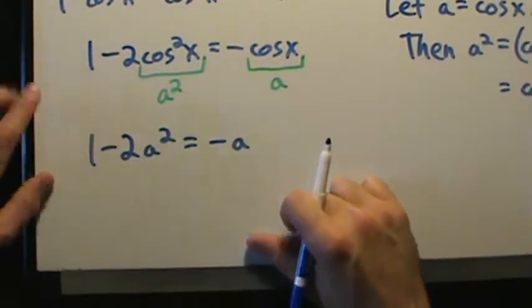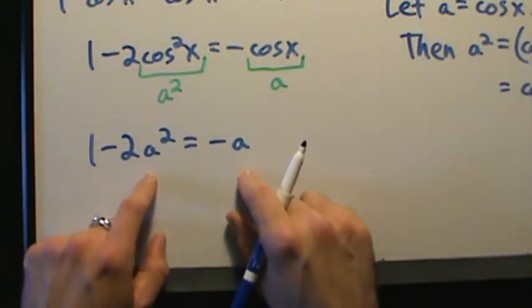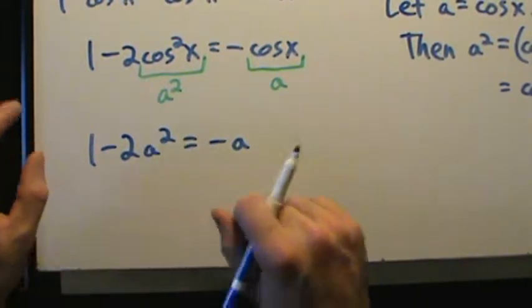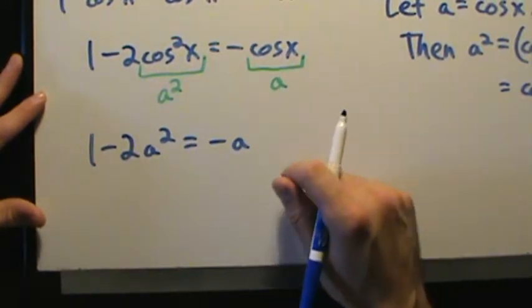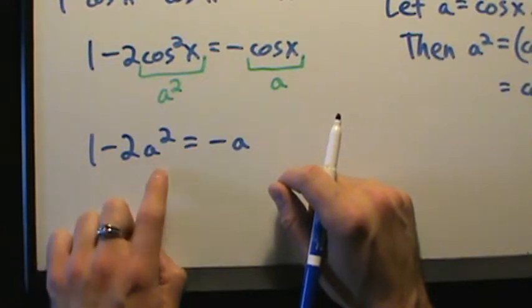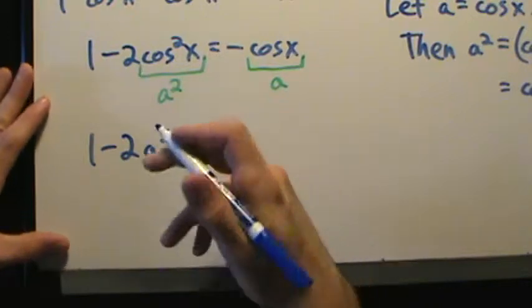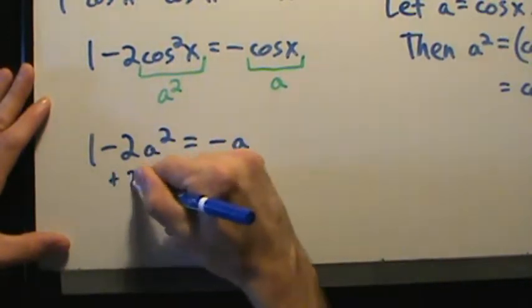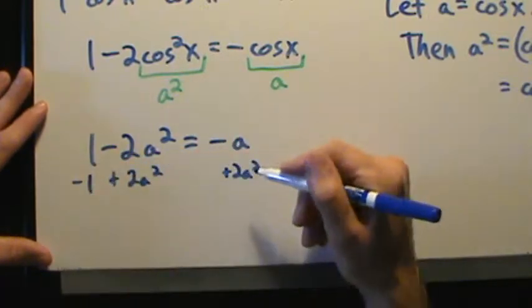Well, this is now just a plain old regular quadratic equation with a as the variable. So now what we do is we get everything on one side so that 0 is on the other side. We don't really want a negative sign in front of the squared term. There's a couple different ways to handle that, but let's just add 2a squared to both sides, and then we'll also subtract 1 from both sides.